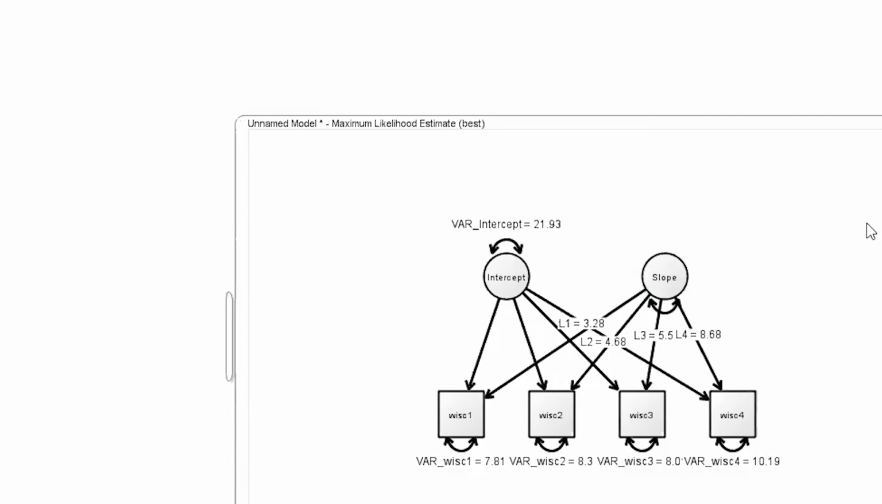Just to rehearse, this is a story. It says, once upon a time, I have 4 variables. These are WISC scores at 4 times of measurement. And that's a function of 2 latent variables, a latent variable that has factor loadings of 1, and a latent variable that has freely estimated loadings.